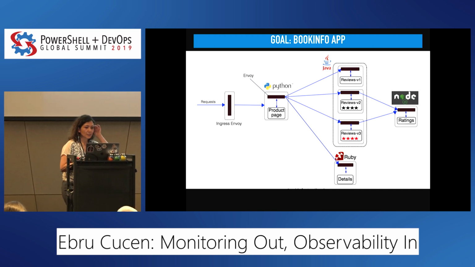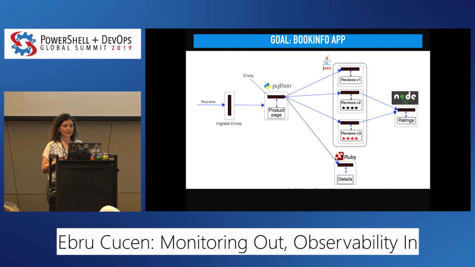It's the Bookinfo application. So there is an ingress Envoy, which they call the proxy, and then there's a Python product page. It has as the application a Java backend, in a sense, the reviews page and the details page. The reviews page talks to the ratings page. On that slide, the black bars are the sidecars.